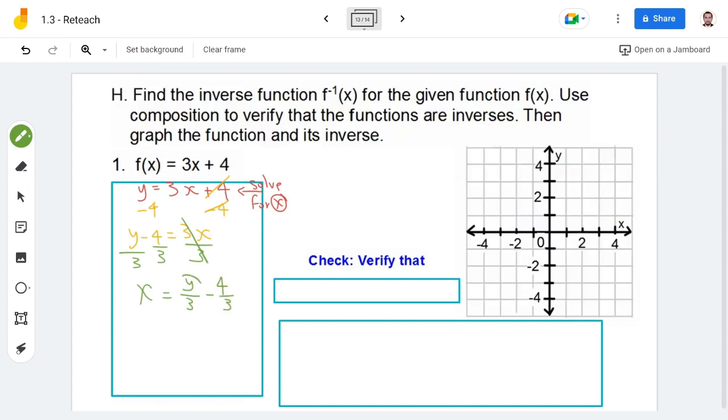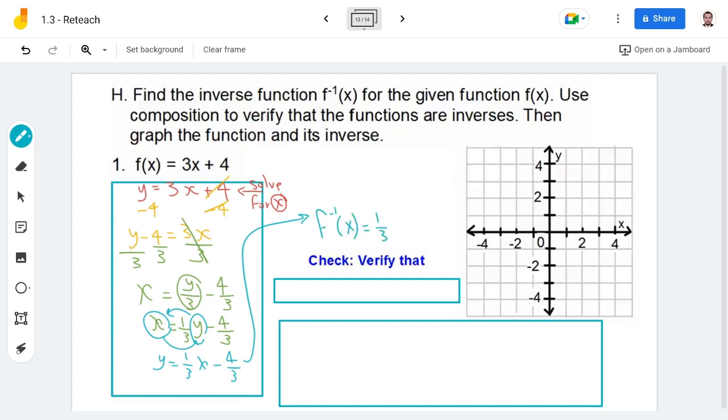Can we rewrite this one? Yes, so it will be x equals 1 over 3 y minus 4 over 3. Now let's switch between x and y. So it will be y equals 1 over 3 x minus 4 over 3. Now let's write this as the inverse. So it will be f of negative 1 x equals 1 over 3 x minus 4 over 3.